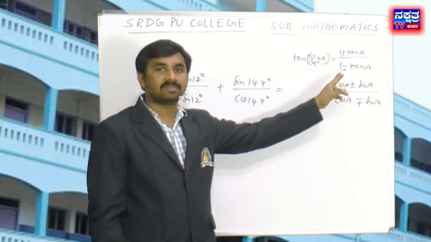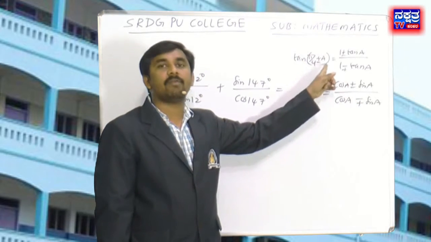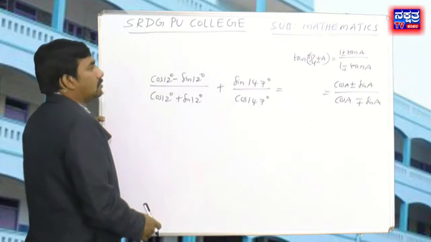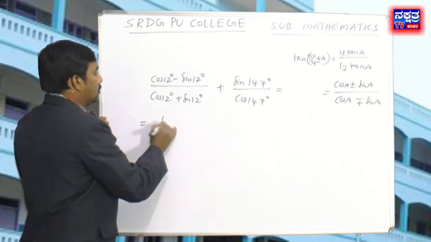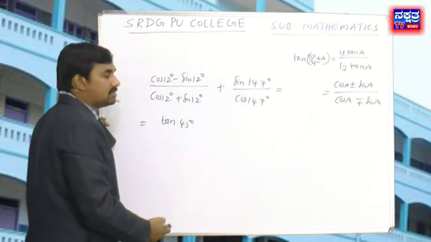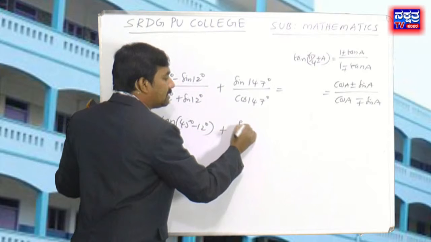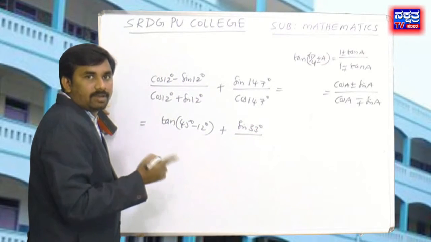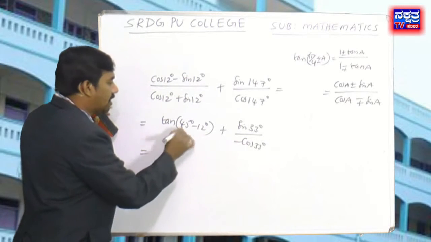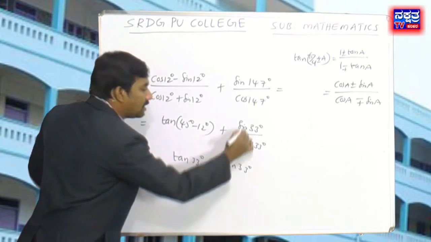Now, if the numerator is plus, and the denominator is minus, the answer is tan 45 plus a. If the numerator is minus, the answer is tan 45 minus a. The numerator sign is important, cos plus sin by cos minus sin, or cos minus sin by cos plus sin. So if you observe here, cos 12 minus sin 12 by cos 12 plus sin 12 equals tan 45 minus 12, since the numerator sign is minus. Plus sin 147, we can write it as sin of 180 minus 33, that is sin 33. Cos 147, you can write it as cos of 180 minus 33, that is equal to minus cos 33. Hence, tan 33 degrees minus tan 33 degrees, sin by cos is tan, that equals 0.